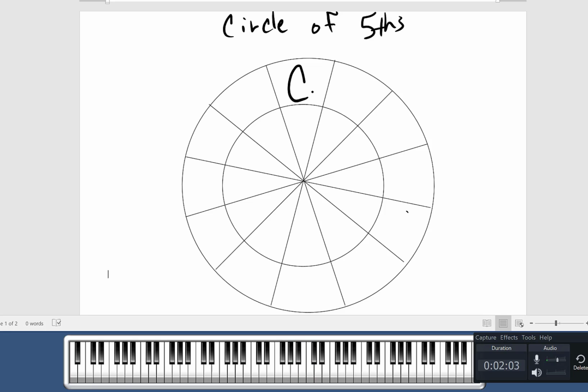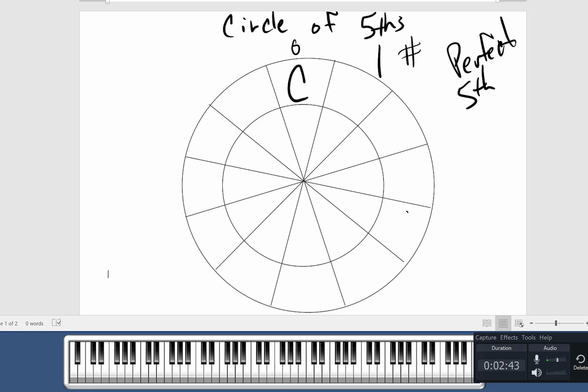Now the way this pattern, this circle, works, it progresses around clockwise. It moves around clockwise to get us the sharp keys, the keys that have sharps in them. So this has 0 sharps, 0 flats, but this first position on the right has 1 sharp. So we're going to be moving in fifths, and specifically we're moving in an interval called a perfect fifth. The fifth note of every major scale is a perfect fifth above the first note.